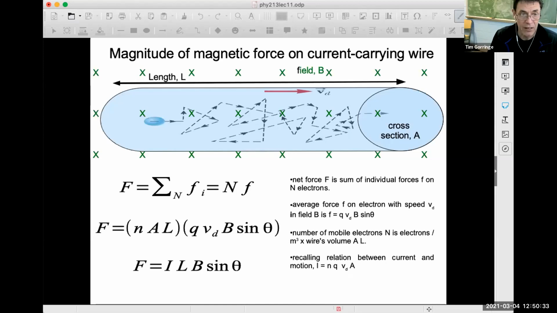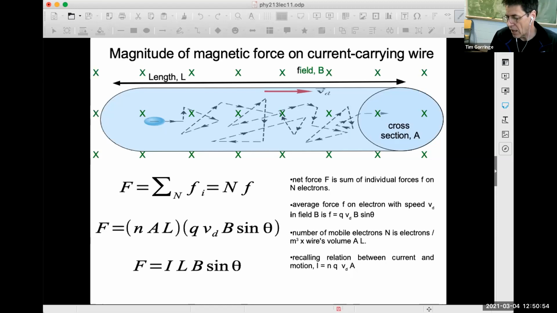And this is Lady Gaga's point, right? That in the last class, we explored the force on a moving charged particle in a magnetic field. In this class, we're looking at the force on an electrical current in a magnetic field. But an electrical current is nothing other than moving charges. So those two things are related to one another.